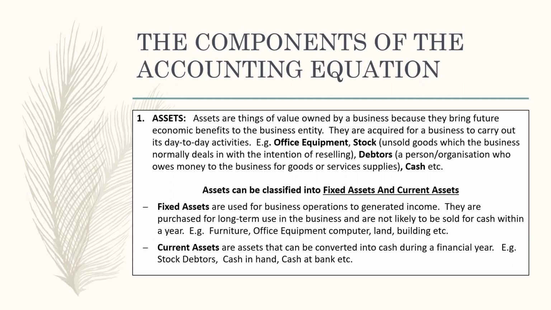And then we have current assets, assets that can be converted into cash during a financial year. So these current assets are assets that you can more or less convert into cash within a year. All right, it doesn't go beyond a year. You can convert these current assets into cash quickly. All right, and I've given you examples: stock, debtors, cash in hand, cash at bank. Those are all current assets.